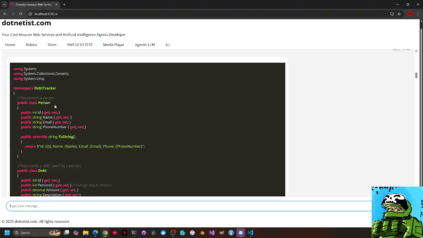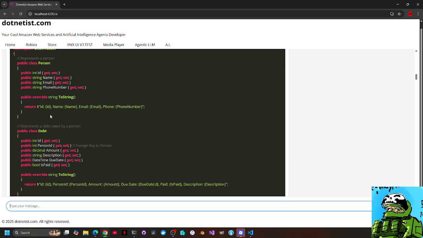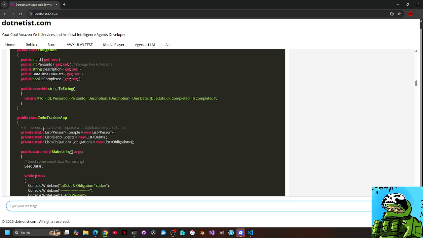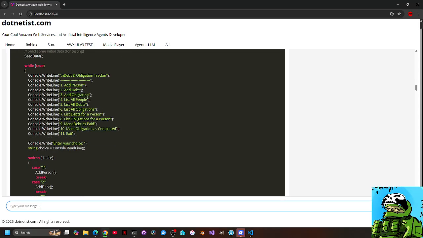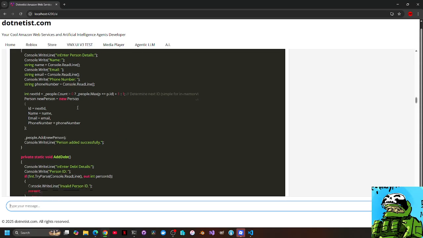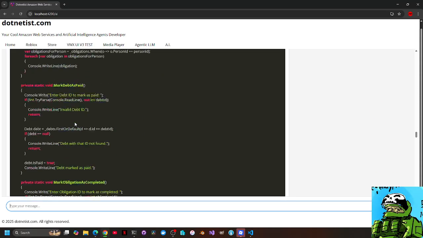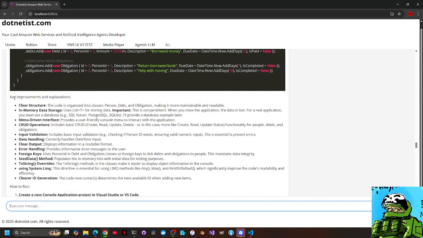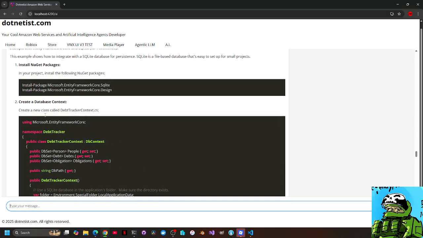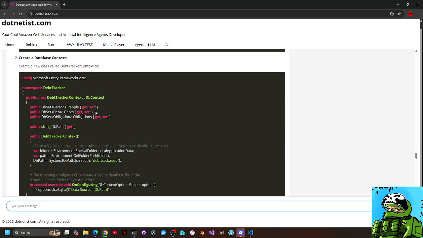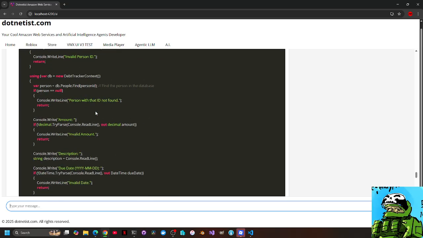So debt tracker, namespace, person, debt, obligation, debt tracker app. So it's building a debt tracker app. Add person, and so on. Okay, so key improvements and explanations. Alright, so any frameworks, light design, and so on.